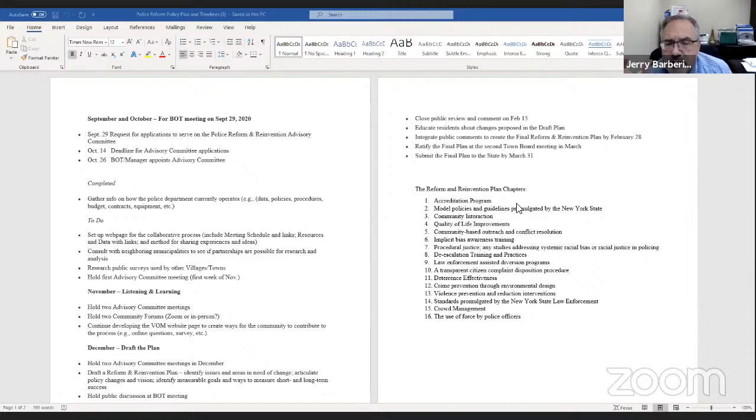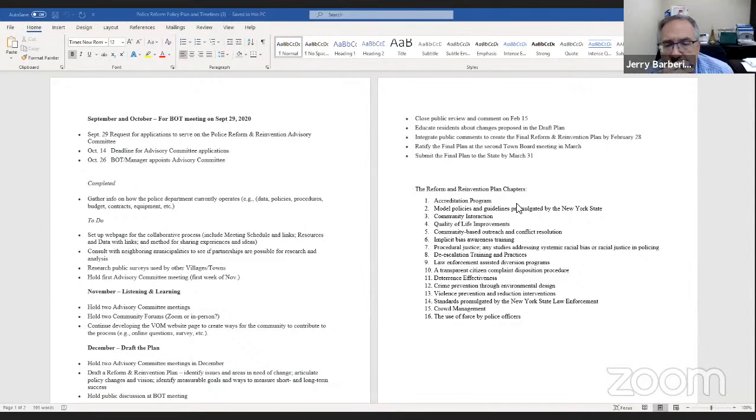Chief, you want to make accreditation a category, and then the sub is the program and the model policies, right? Right. So 1 and 2 basically go together. Okay. So 1, 2, 6, 7, 8. No, I think 1 and 2 are their own. Yeah, 1 and 2 is separate.